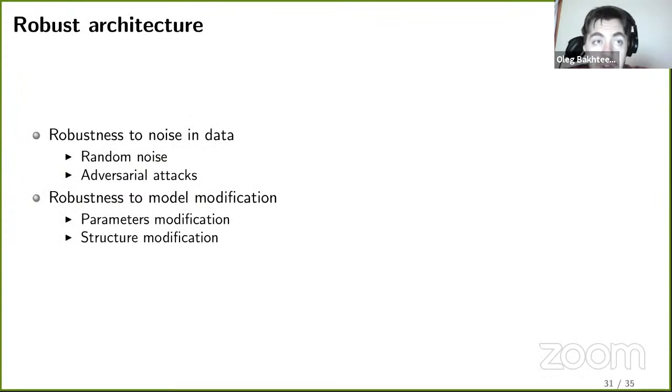And for the robust architecture, there are some experiments. We analyzed robustness in different ways. First of all, we analyzed robustness to noise in data. We considered two experiments with random noise and with adversarial attacks. And for the robustness to model modification, we also considered two regimes, parameter modification and structure modification.